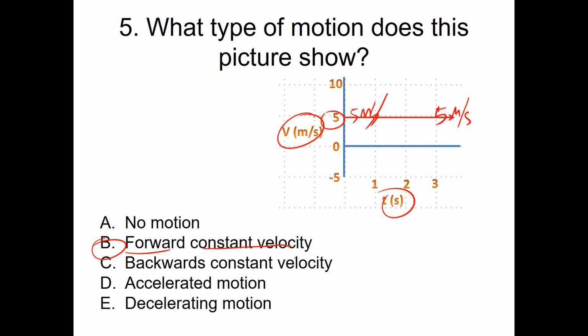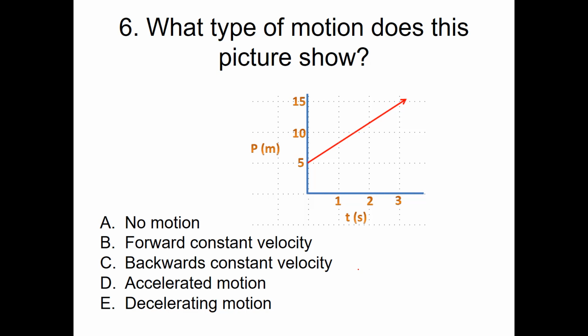And there's a lot of different ways to describe it, but it's going to have something about going at the same speed the whole time, same velocity the whole time. In this case, velocity, because you can't have a negative speed. So constant forward velocity.